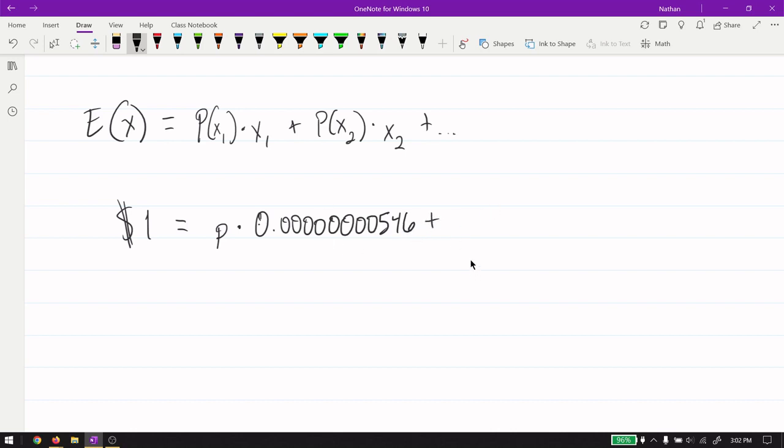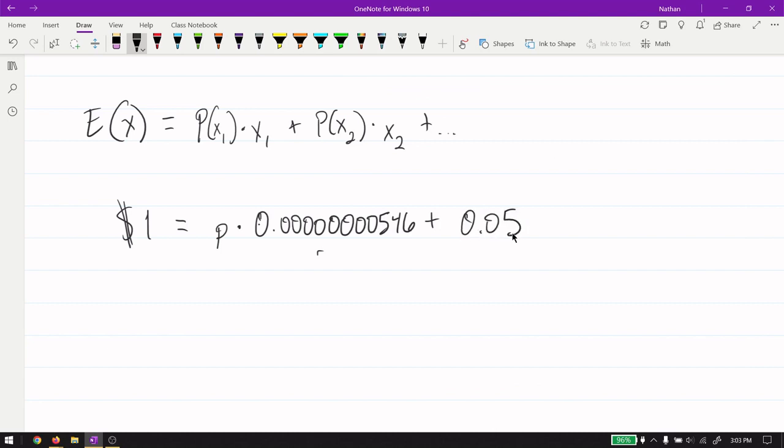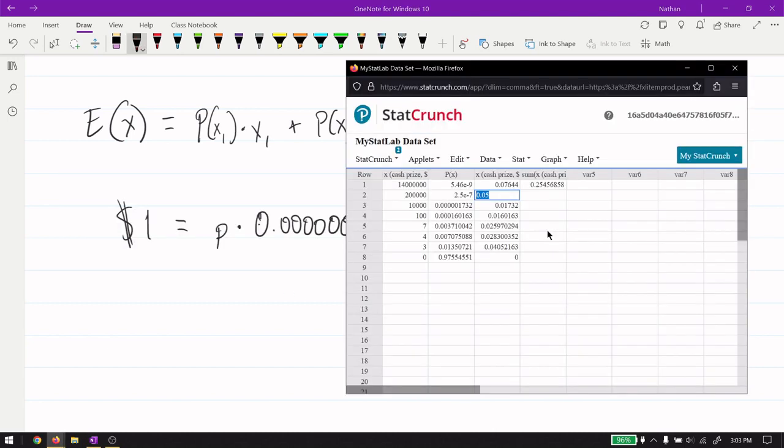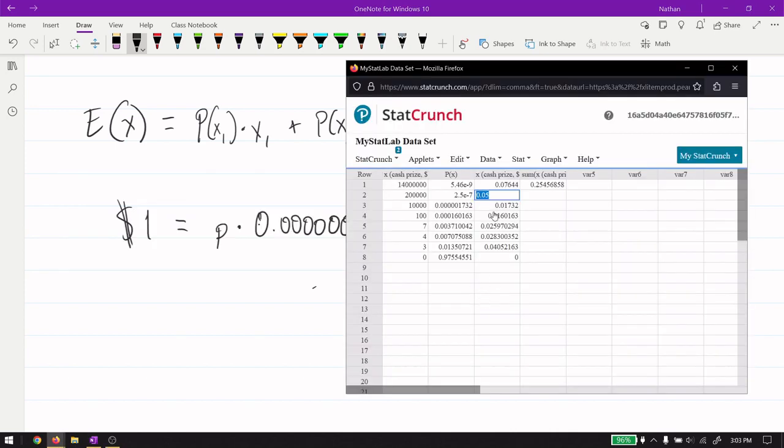And then we're going to add that to all of the other ones. So the next one, we haven't changed that. All we're changing is this grand prize amount. The next one doesn't change. It's still 200,000 times 2.5 e to the negative 7. We actually calculated that already. That's 0.05. That's the expected winning from just that second value. And then for this one it's going to be 10,000 times the probability, which is 0.01732. And so on and so forth. We're going to add up all of them together. So the next one's going to be 0.016.